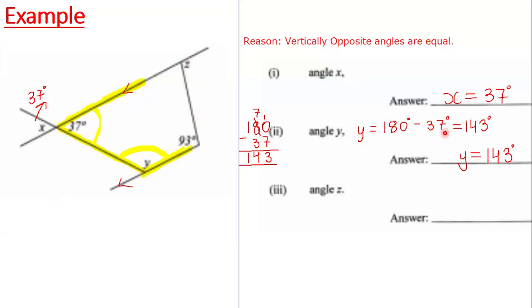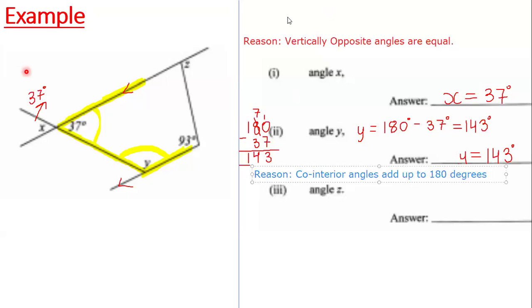Do we understand how we got y, before we get to z? Yes, sir. What's the reason? Co-interior angles. Very good. The reason is that co-interior angles add up to 180 degrees. And that's the reason.